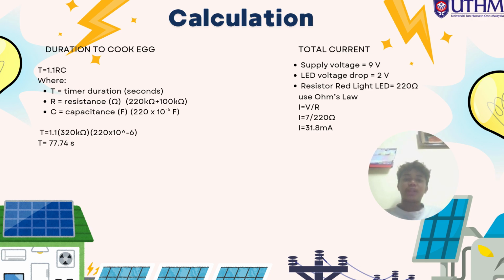The second calculation is total current. The supply voltage is 9 volts, and the LED voltage drop is 2 volts, where the resistor for the red light LED is 220 ohm. We use Ohm's law. We put the values in the Ohm's law equation and get 31.8 milliampere.